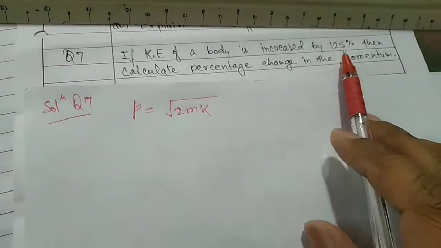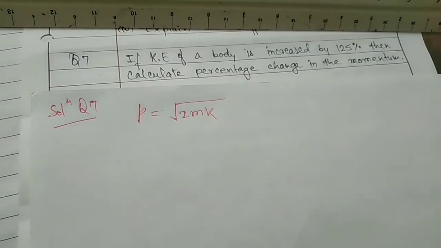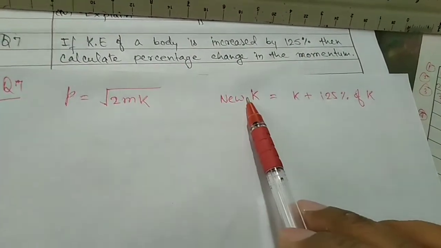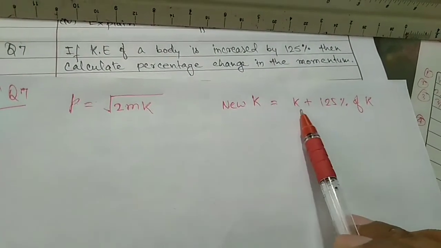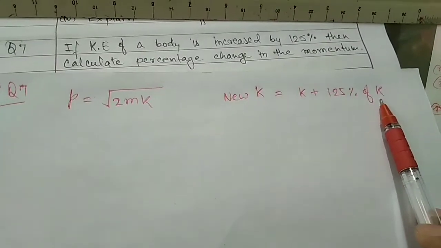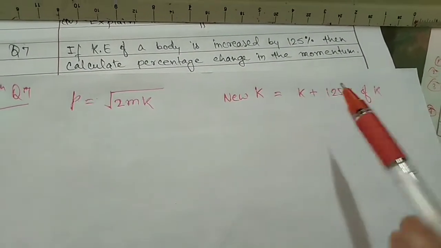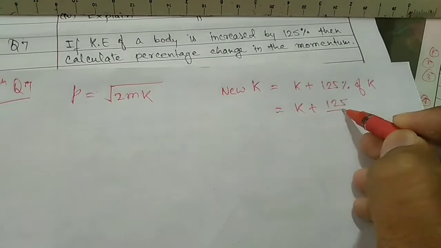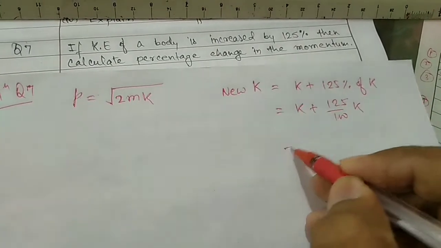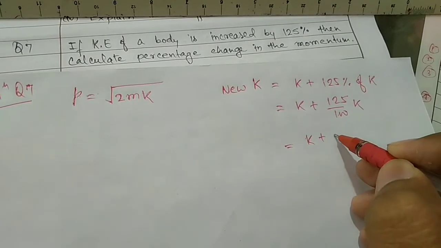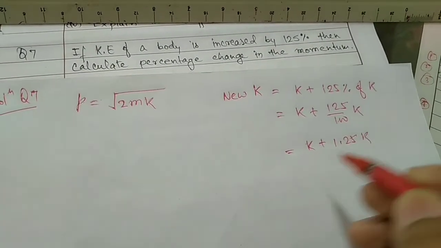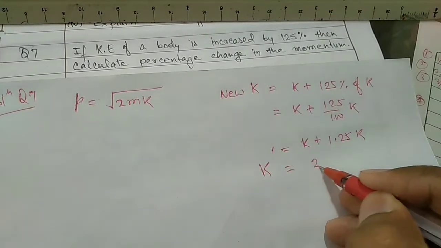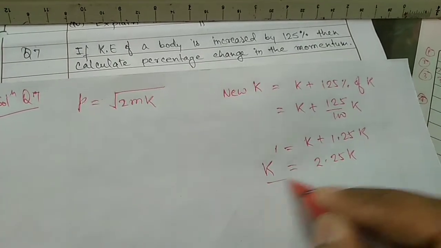The kinetic energy is increasing by what? By 125%. So how will it increase? Let's see. We can say on increasing the kinetic energy by 125%, new kinetic energy, new K, is equal to original K plus 125% of K. So K plus 125 upon 100 into K, or K plus 1.25 K. I'm just naming K dash as the new kinetic energy. So it becomes 2.25 K. This is new.